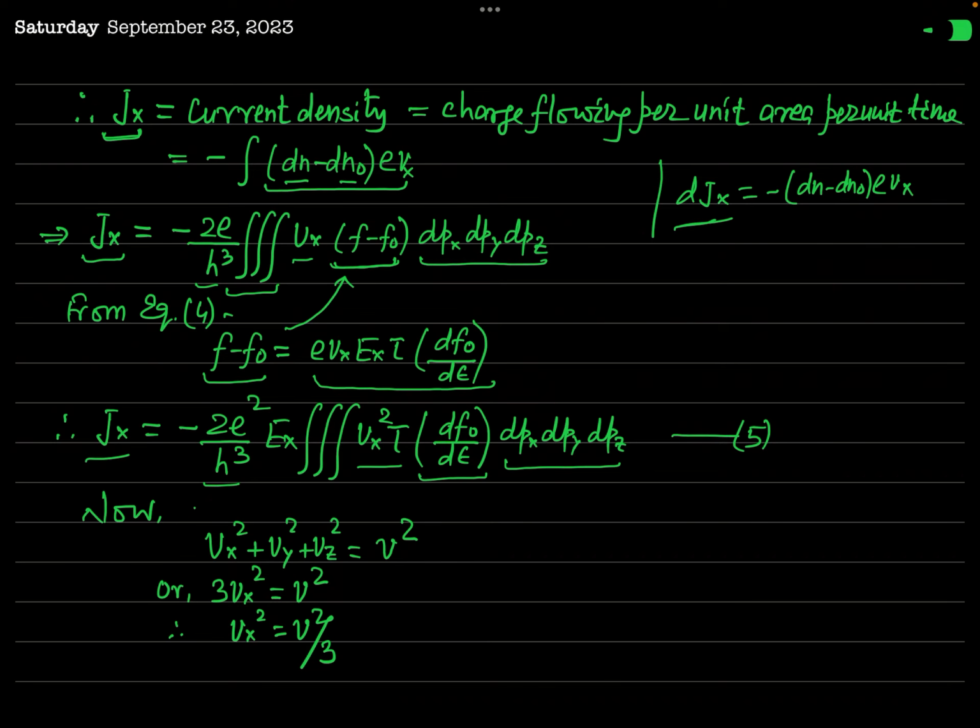Now our aim is actually to evaluate this triple integral, okay. Actually this triple integral or this volume integral can be converted into a single integral, and after converting it into a single integral, it will be easier to evaluate it. So let us try to convert this volume integral into a single integral. And for this, you can see that Vx square plus Vy square plus Vz square is equal to V square.